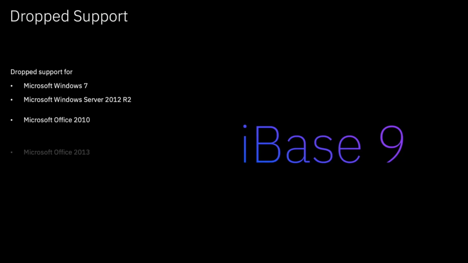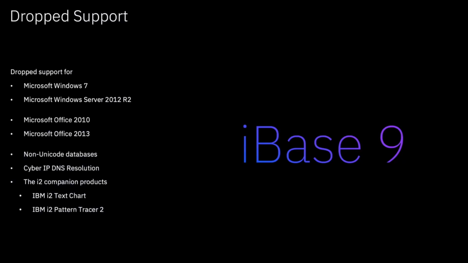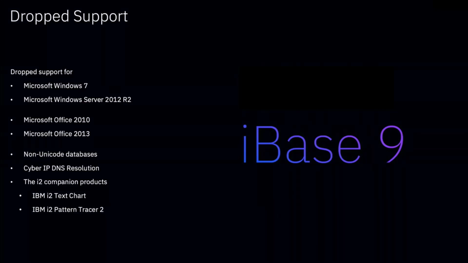Speaking of dropped support, it's also important for us to let you know what we are no longer supporting at this release, so that you can better plan your migrations and deployments. At this release, we have dropped support for Microsoft Windows 7 and Windows Server 2012 R2, Microsoft Office 2010 and 2013, support for any non-Unicode databases, and on the i2 product side of things, we've also removed the Cyber IP DNS resolution function from the product, as well as support for both the i2 text chart and i2 pattern tracer products at this release. Now let's take a quick look at some of the features.